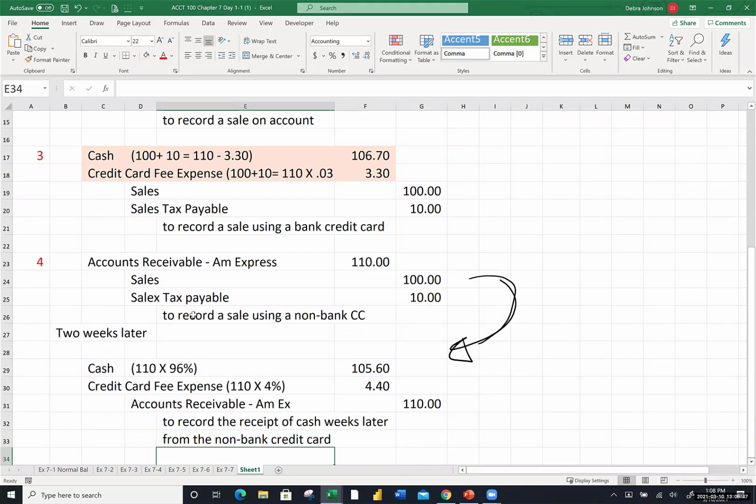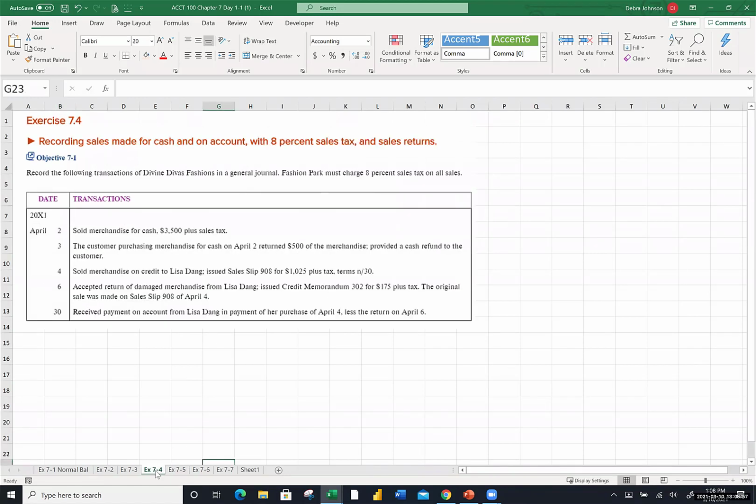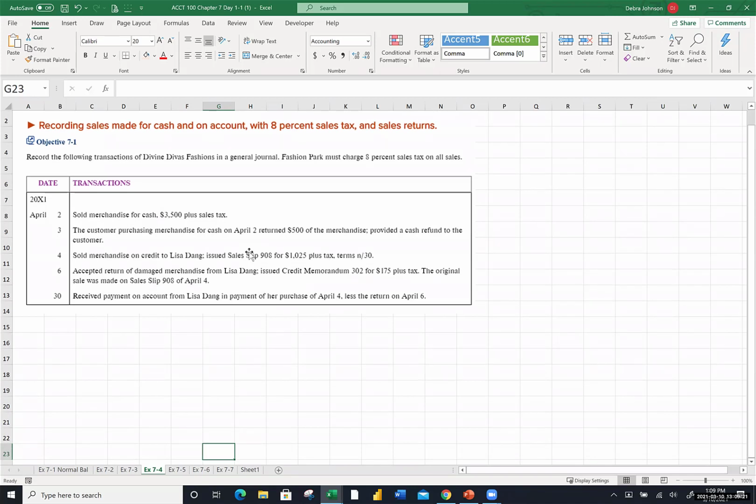Okay, let's go try some. So going back here, I'm going to try a little bit more difficult one than those, in the interest of time. Let's go to 7-4. This one kind of combines what we've been talking about. Exercise 7-4, a couple tabs over from the beginning. So this is a state that has a sales tax. And by the way, not all states have sales tax. So this is a state that has a sales tax and there's going to be some returns thrown in. That's the reason I wanted to do this, to demonstrate how a return would be recorded.